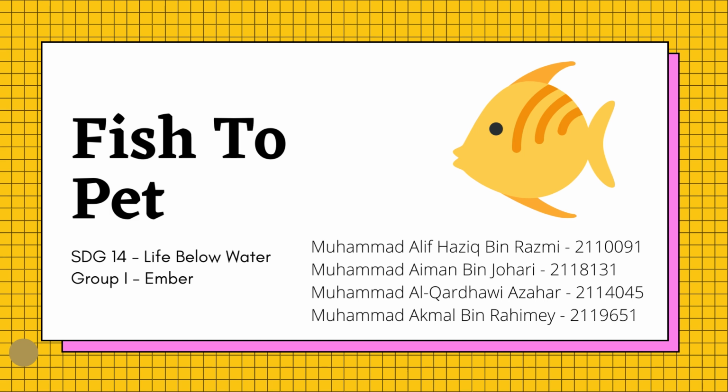Our group consists of 4 people, which is Muhammad Alif Haziq bin Razmi as the group leader. The second is Muhammad Aiman bin Johari, Muhammad Al-Qardawi Azhar, and Muhammad Akmal bin Rahimi. And our topic is Fish to Pet system. Our system depends on SDG 14, which is life below water.